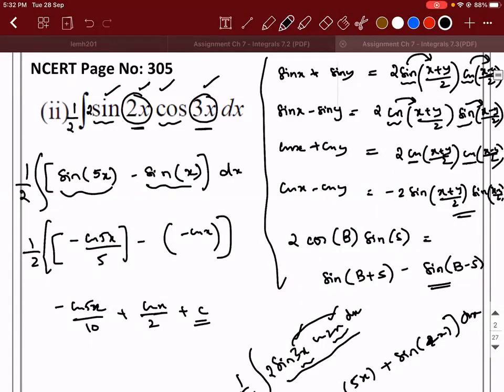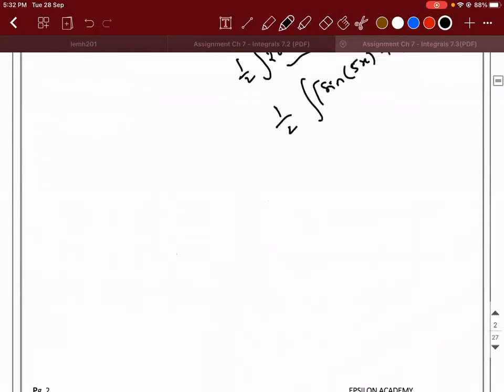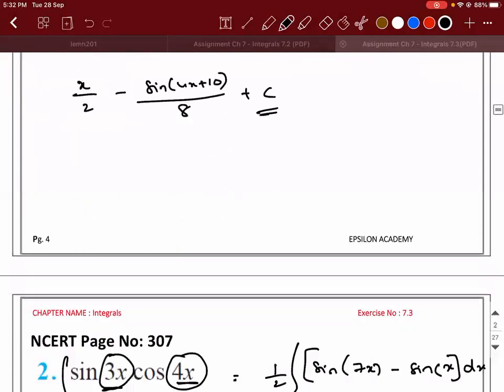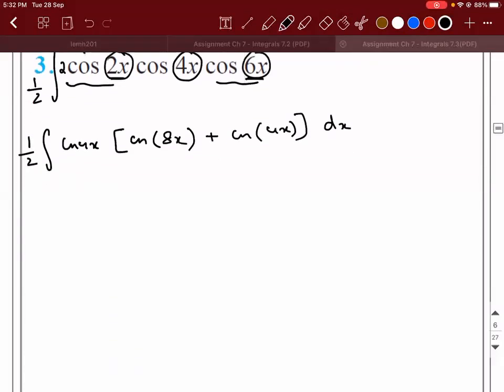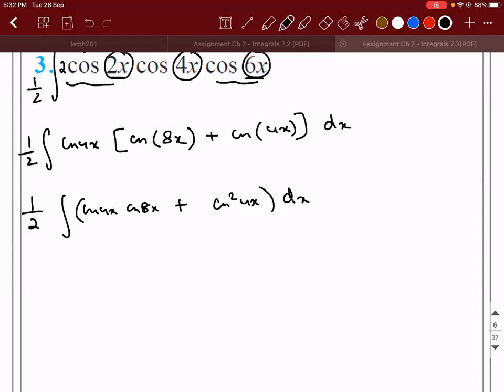Cos into cos will come when you add both the cos. So you will have cos of 2x plus 6x, that is 8x, and then cos of 6x minus 2x, that is 4x. So these many times dx: 1 by 2 into integral of cos 4x into cos 8x plus cos square 4x times dx.